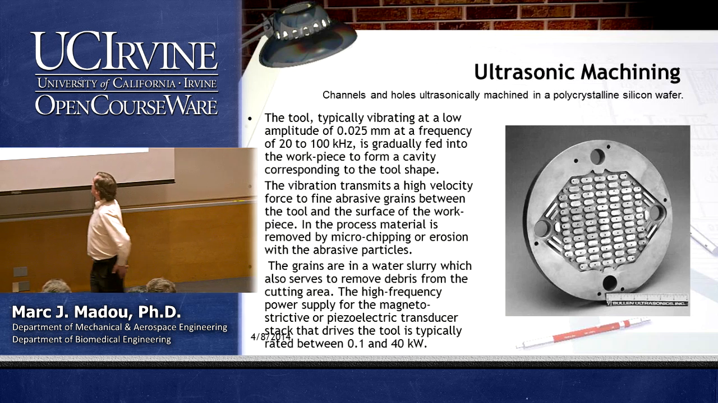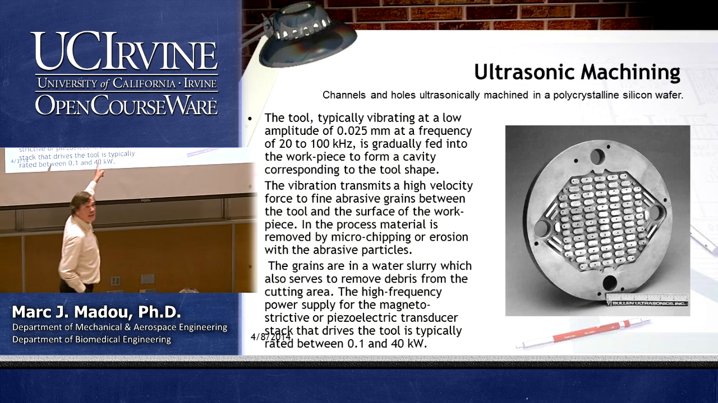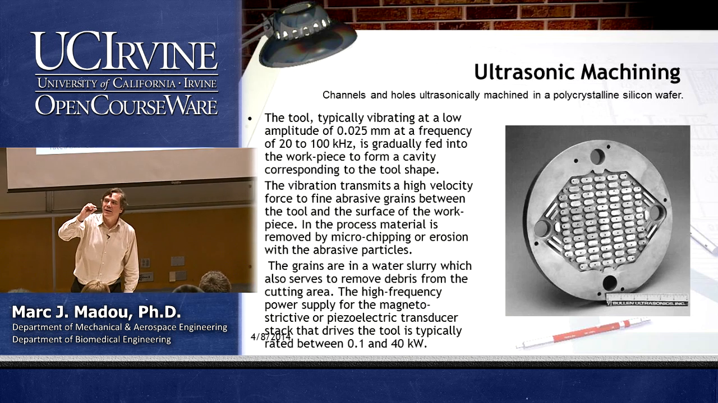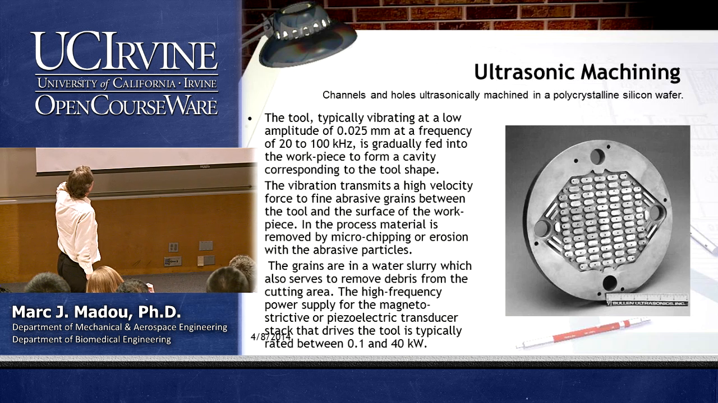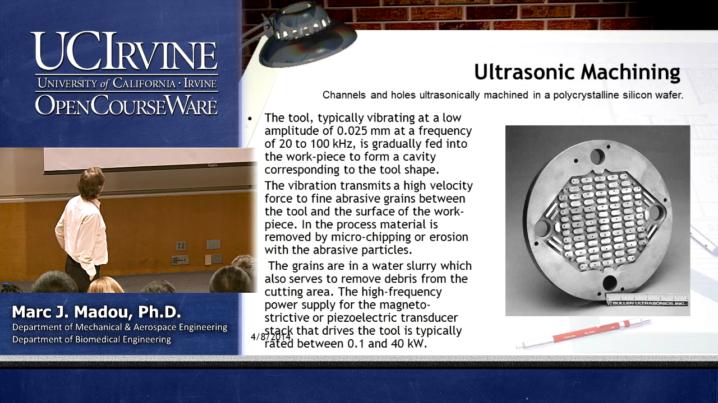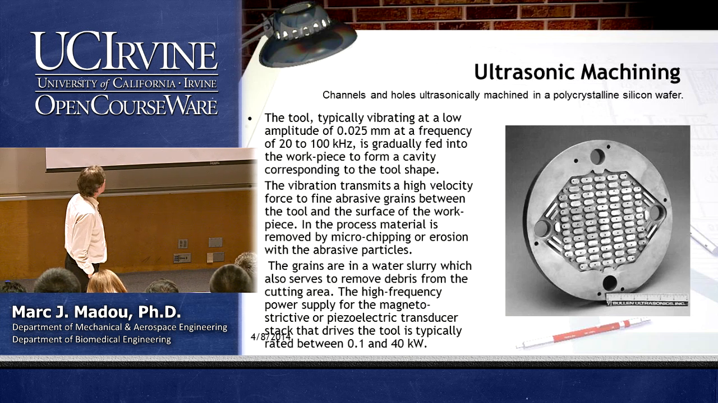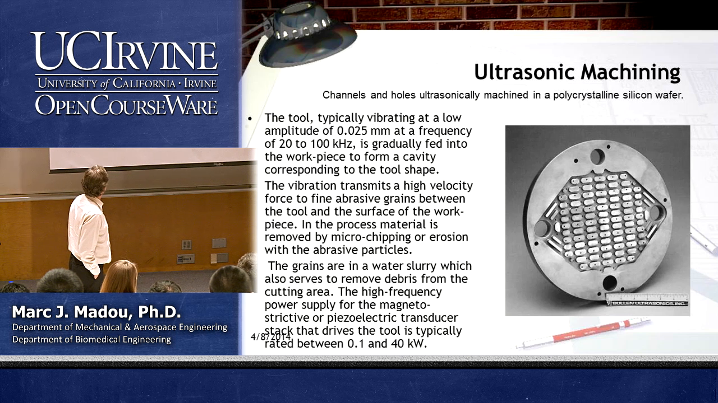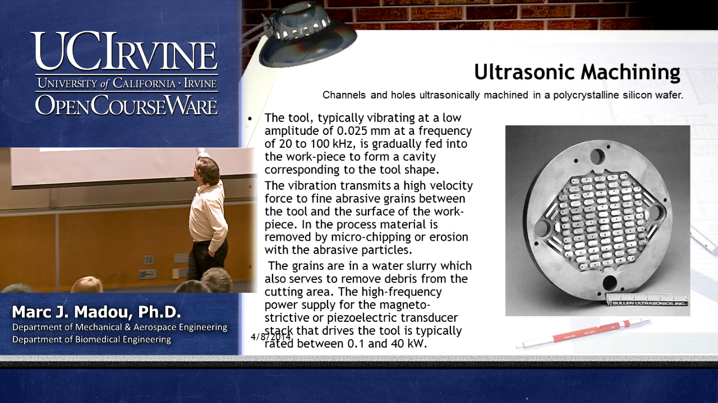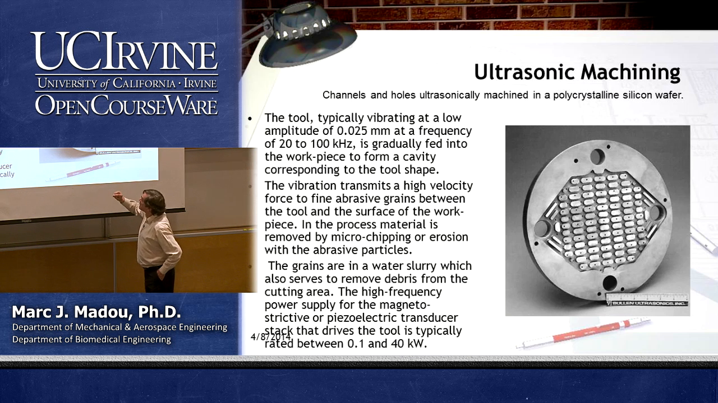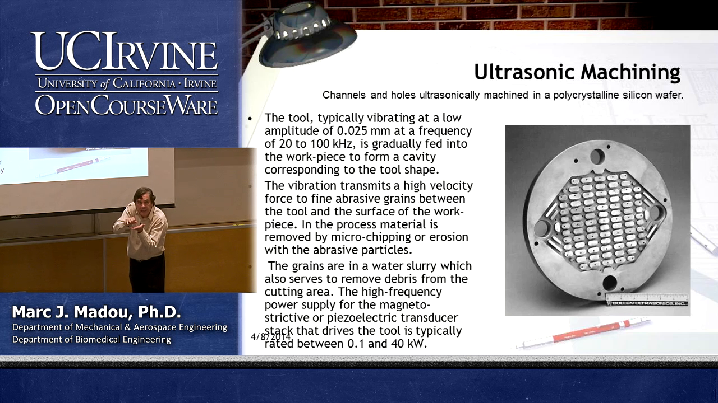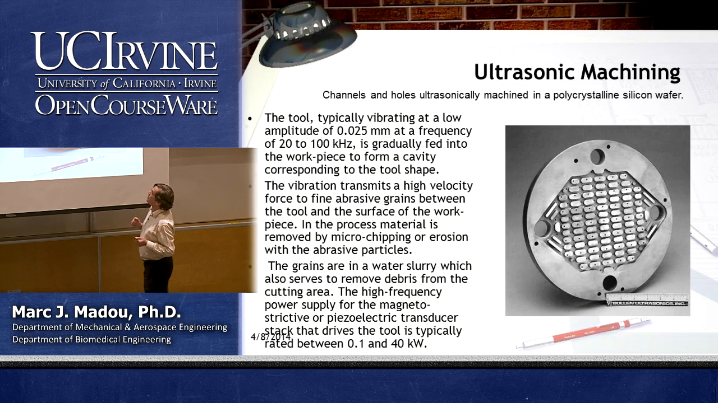So the tool typically vibrates at a low amplitude. That means it's actually a very, very small distance that goes back and forth, only like 0.025 millimeter. Frequency, 20 to 40 kilohertz. It is gradually fed into the workpiece to form a cavity corresponding to the tool shape. The vibration transmits a high velocity force to fine abrasive grains between the tool and the surface. In other words, there needs to be a little bit of space left, right, where the slurry can go and the particles can move up and down.